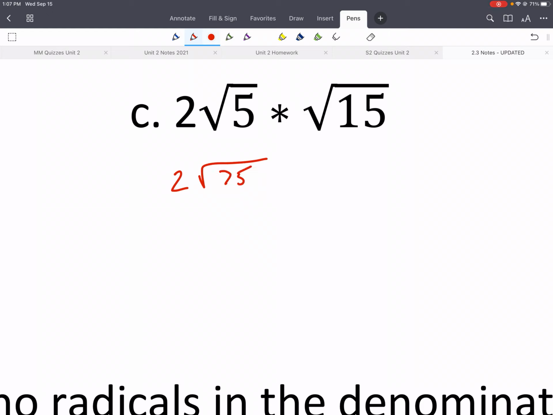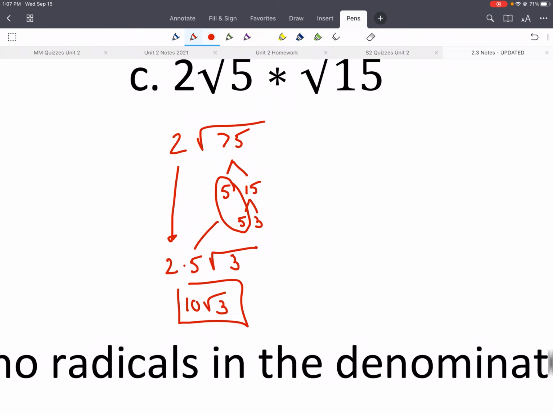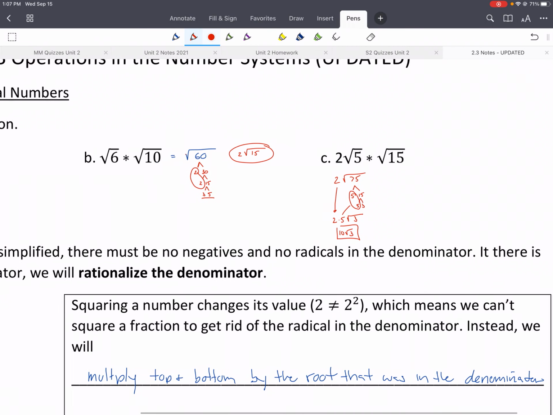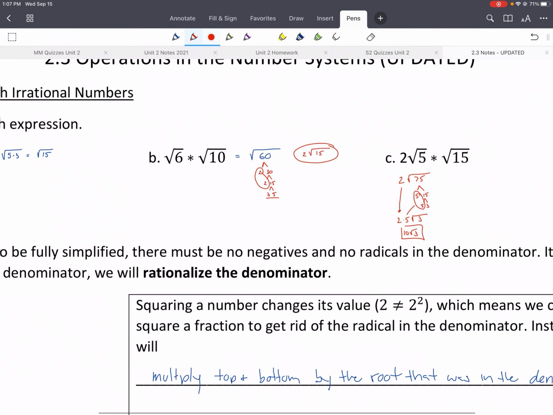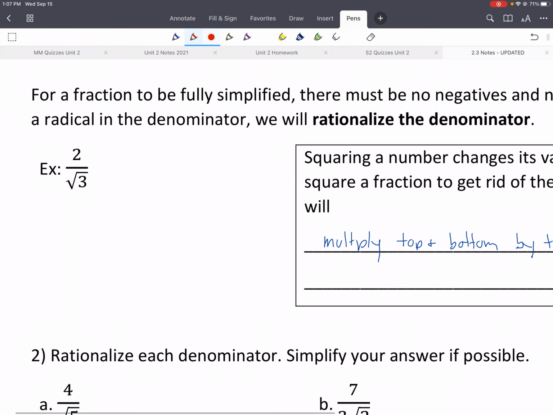Okay. And then we'll do our factor tree. We could do 5 and 15, 5 and 3. And then the group comes out. So just like we did in our last lesson, we would have that 2 already, and then we'd have that 5 that we took out, and then what's left is just the 3. So 10 square roots of 3. All right, so that is multiplying irrational numbers, and we're going to use that when we do this.